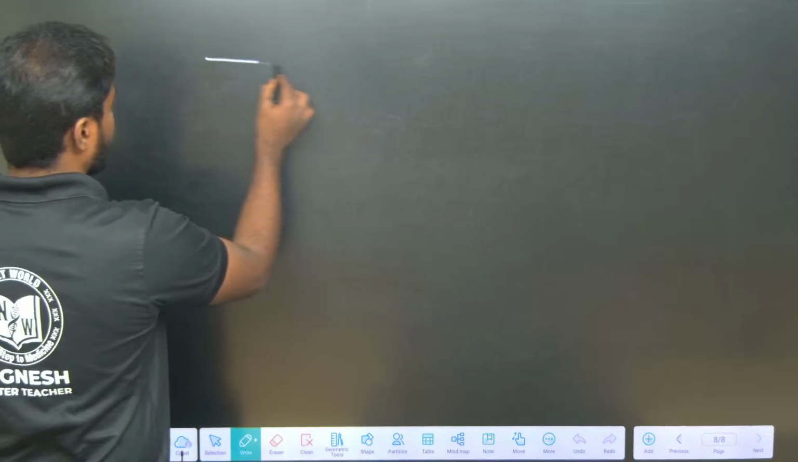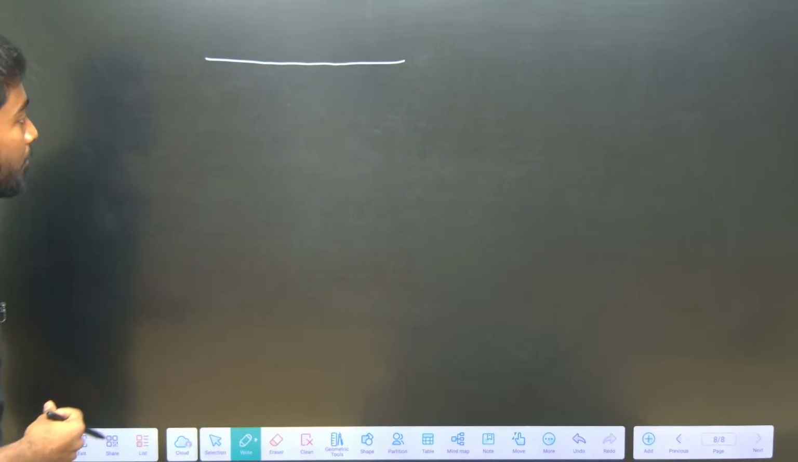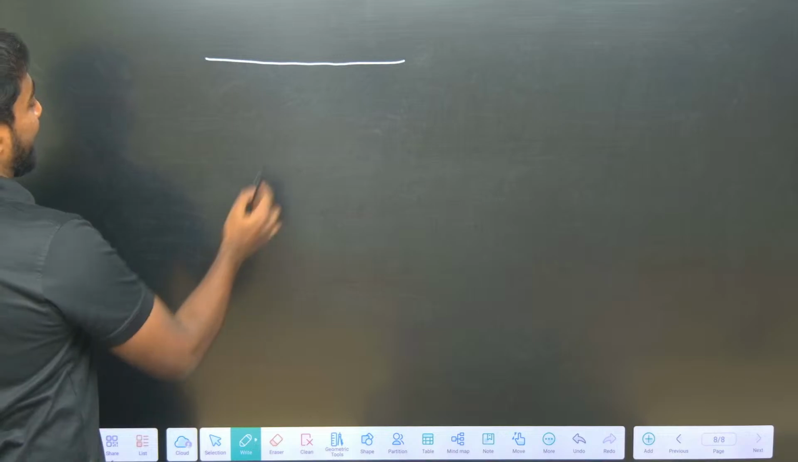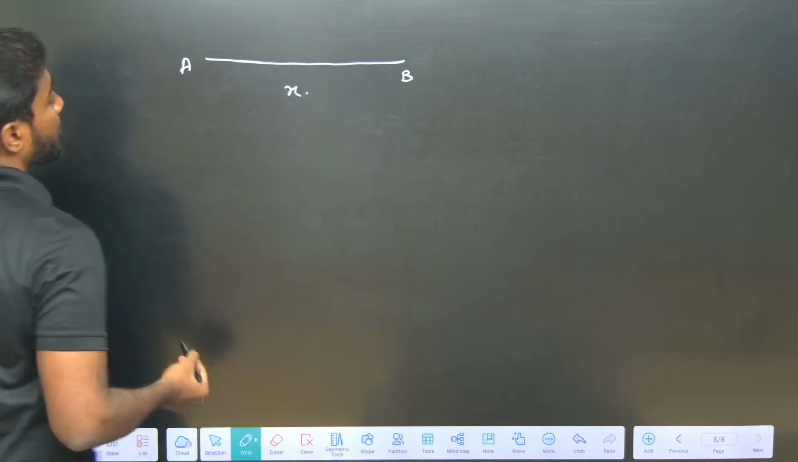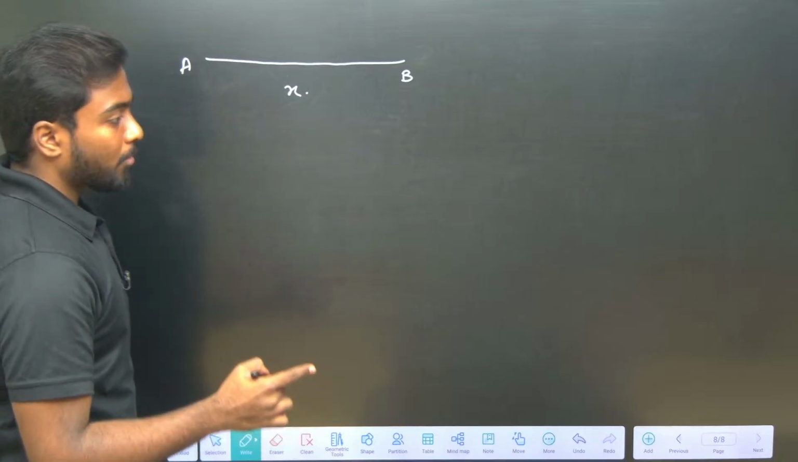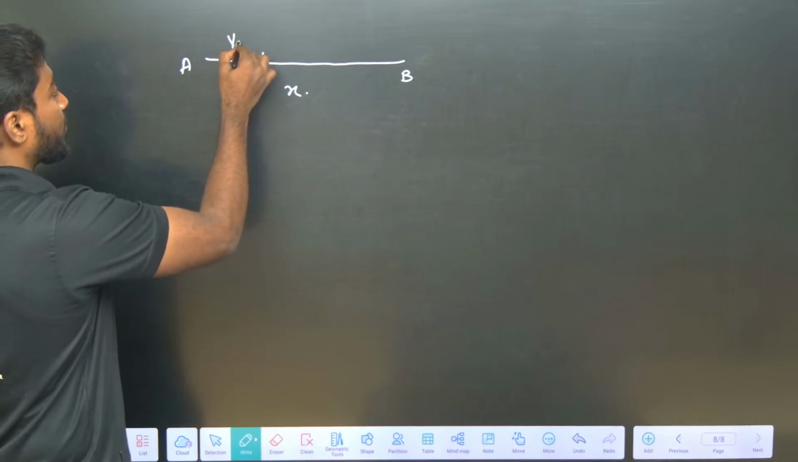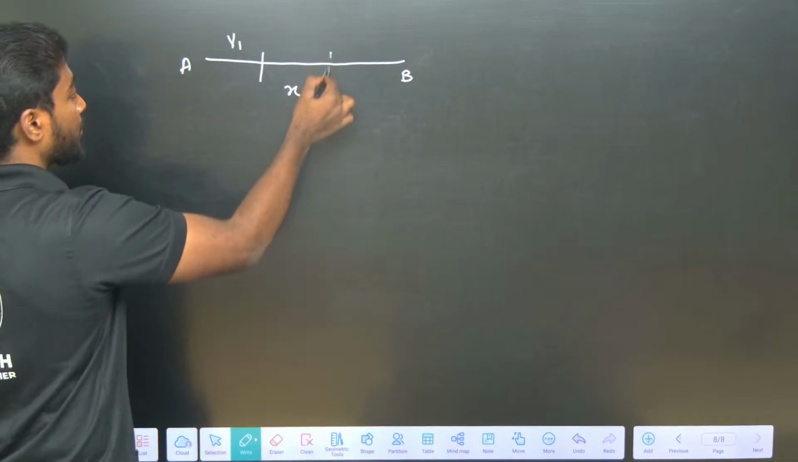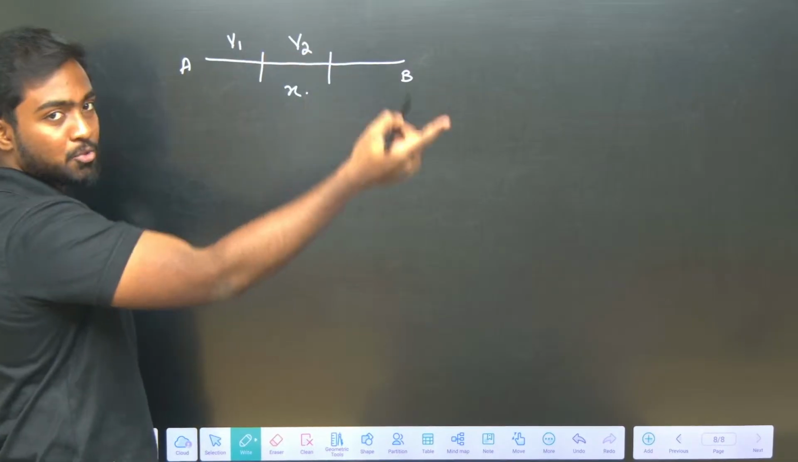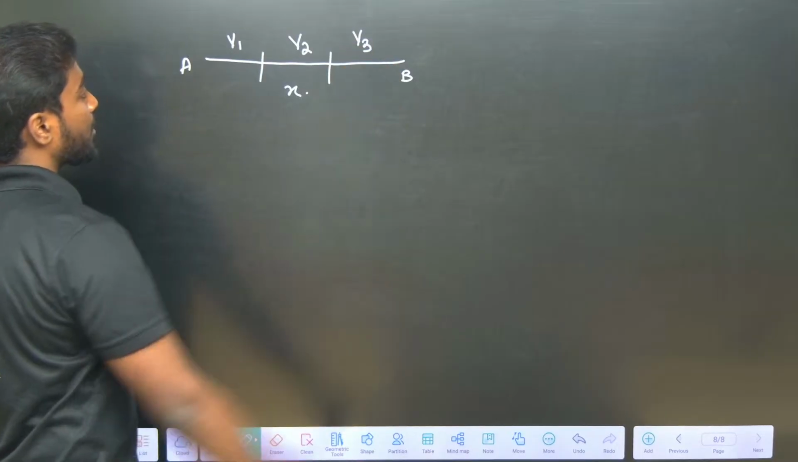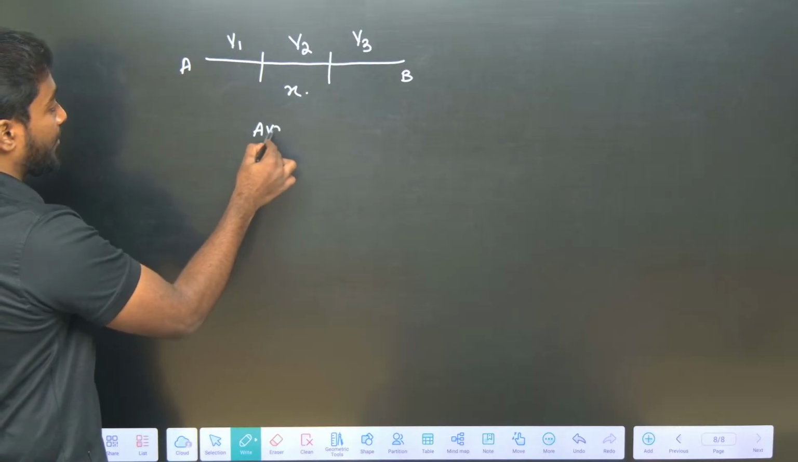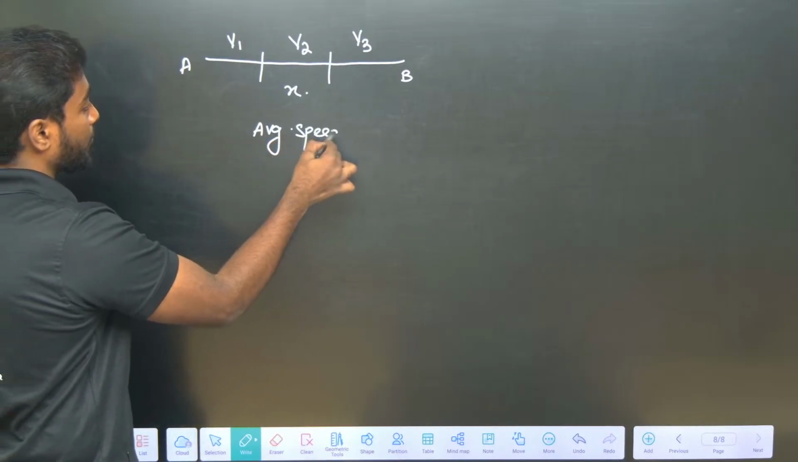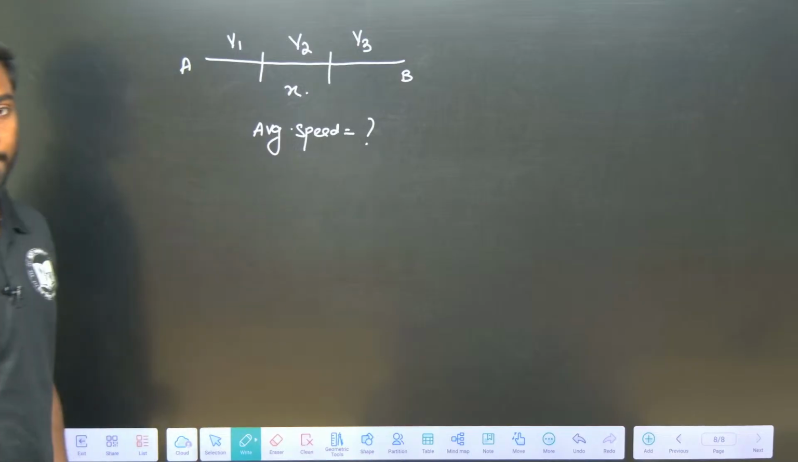So, let me take an object that has travelled some distance x, that is point A to B. The first 1/3 speed was V1, the second 1/3 speed was V2, and the last 1/3 speed was V3. What is the average speed? This is my question.